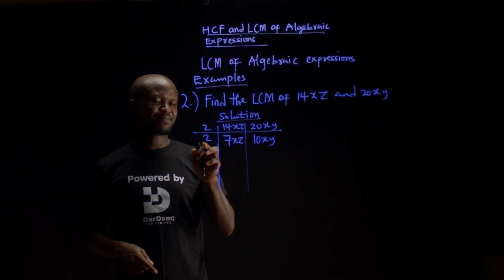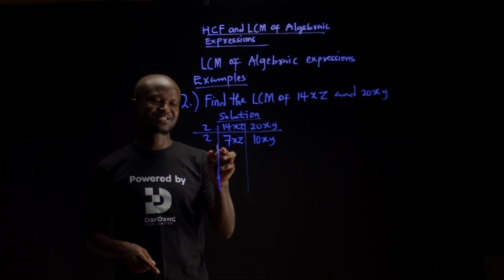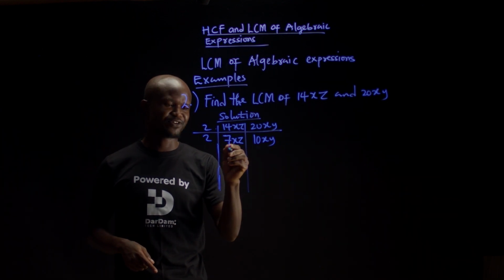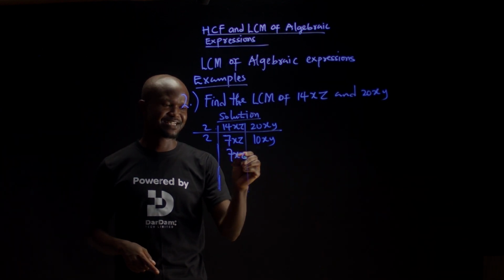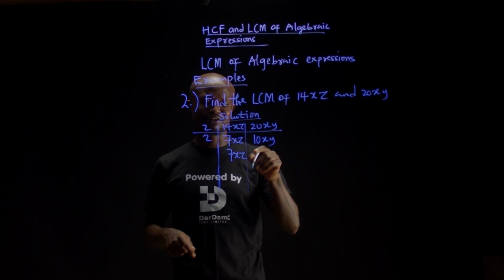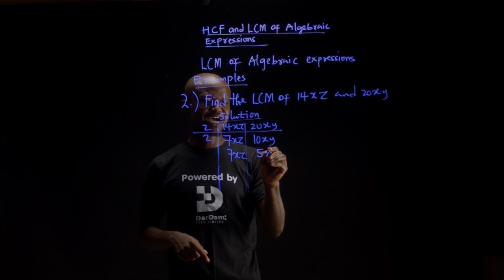7 divided by 2. 2 is not a factor of 7. So we are still going to copy and paste here. We still repeat what we have here in the next step. 7z. Now, 10 divided by 2, what do we have? 5. 5xy.